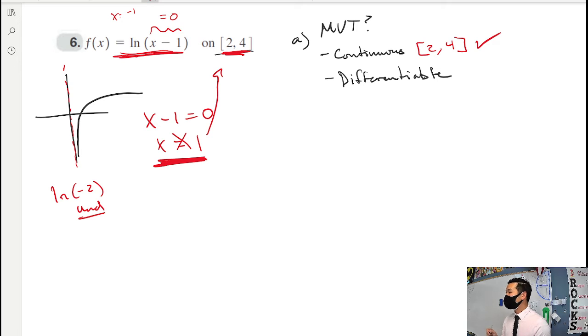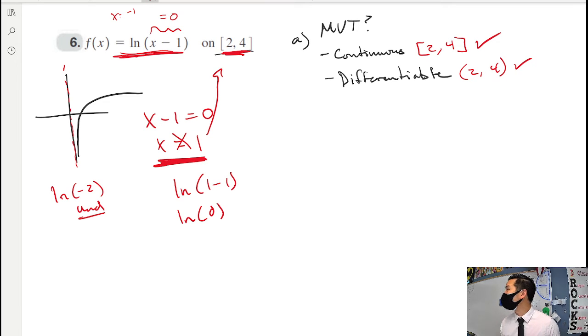So question, it's continuous, right? So why doesn't x equal 1? Right there, if x equals 1, we would have the natural log of 1 minus 1, which is the natural log of 0, which is undefined. Now, everywhere else, though, it's continuous, right? Well, there are some parts where it's not, but I'll show you in a second. But right now, from 2 to 4, because that's the interval we care about, it is differentiable as well.